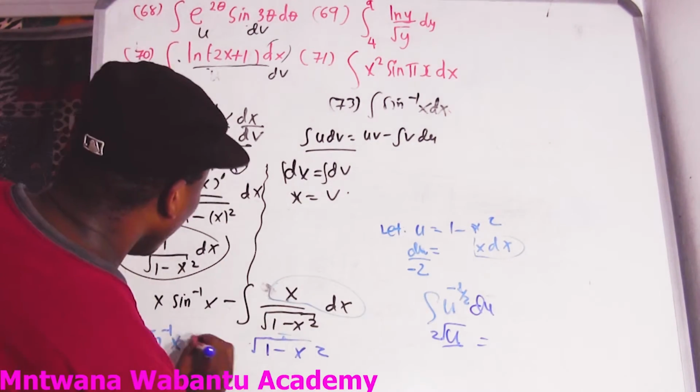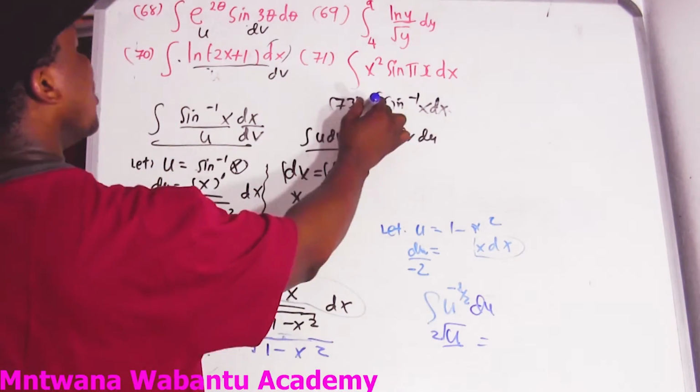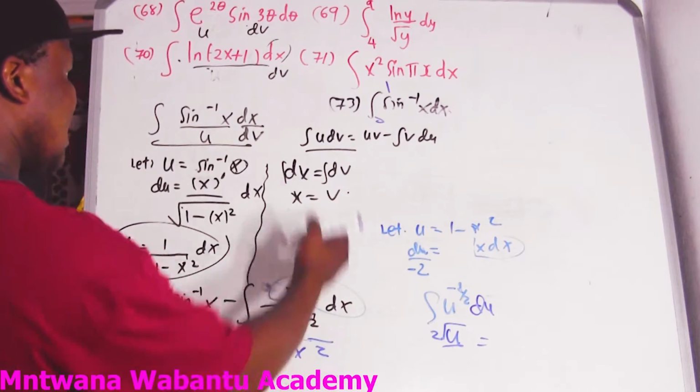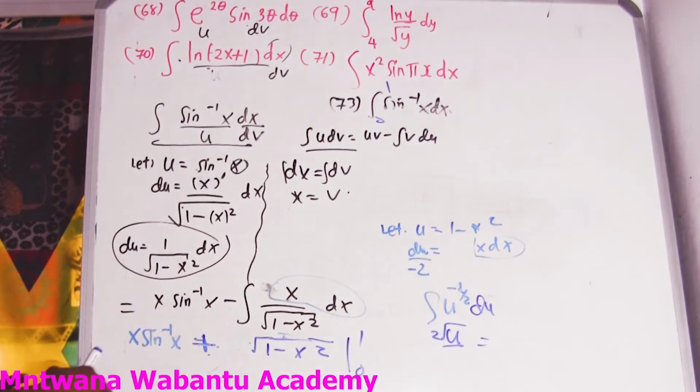So when do you have a limit? There is no limit here. But if they say, for example, 0 to 1, you substitute 1 here. Let's say 0 to 1, then it means upper limit minus lower limit.